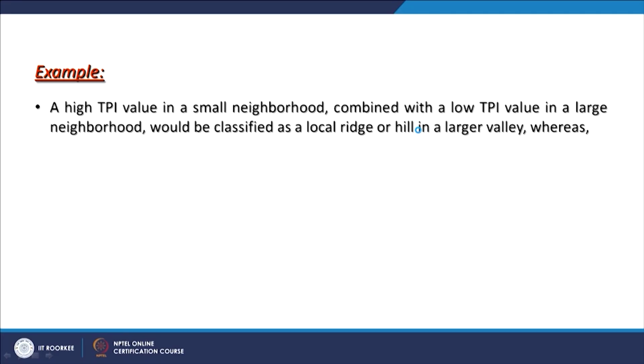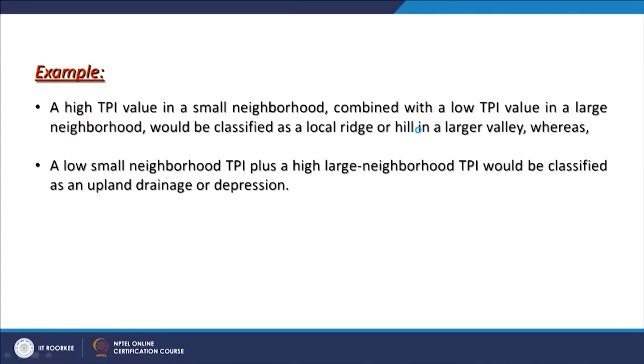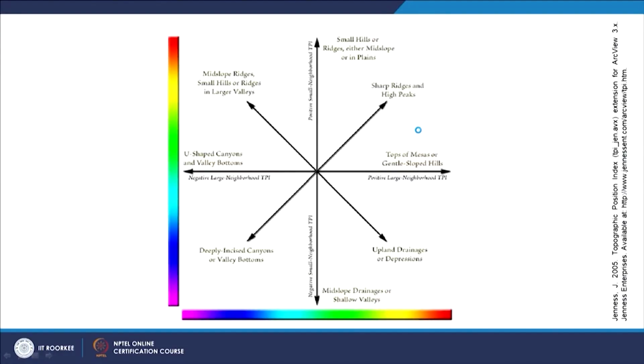A high TPI value in a small neighborhood combined with a low TPI value in a large neighborhood would classify as a local ridge or hill in a larger valley area. Whereas the reverse, a low small neighborhood TPI plus a high large neighborhood TPI, would be classified as an upland drainage or depression.